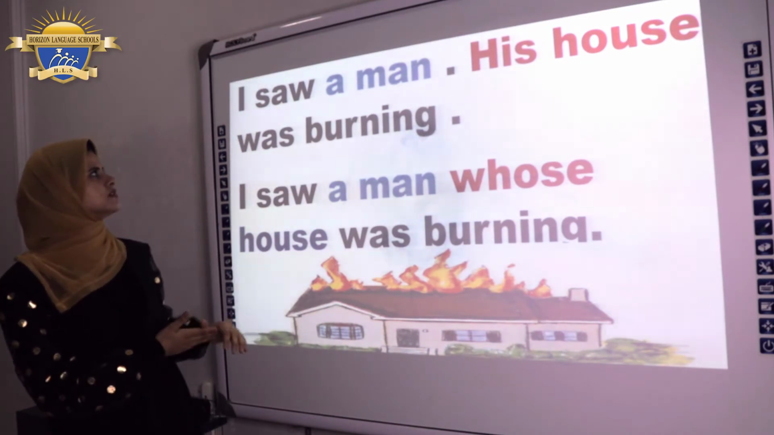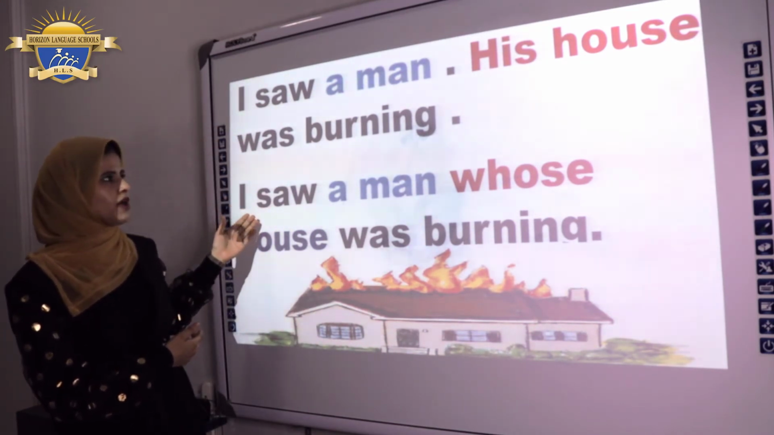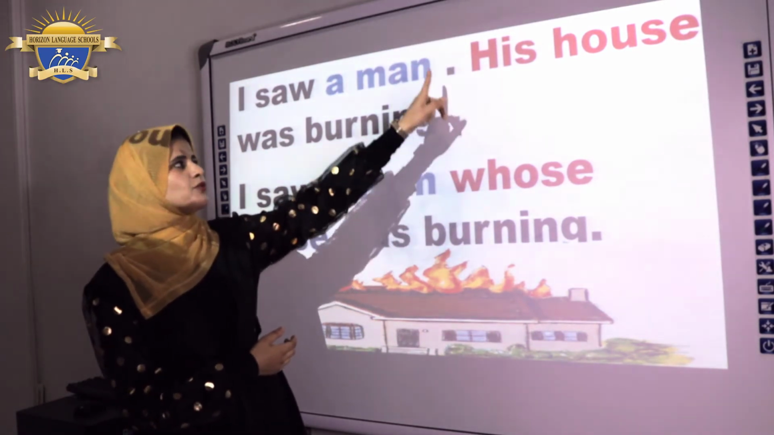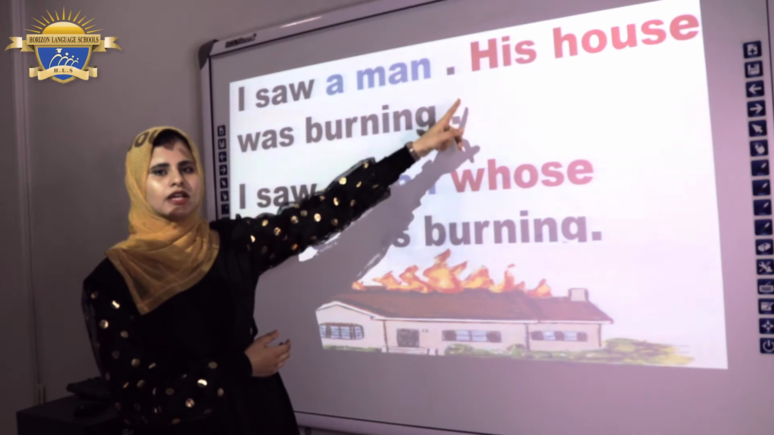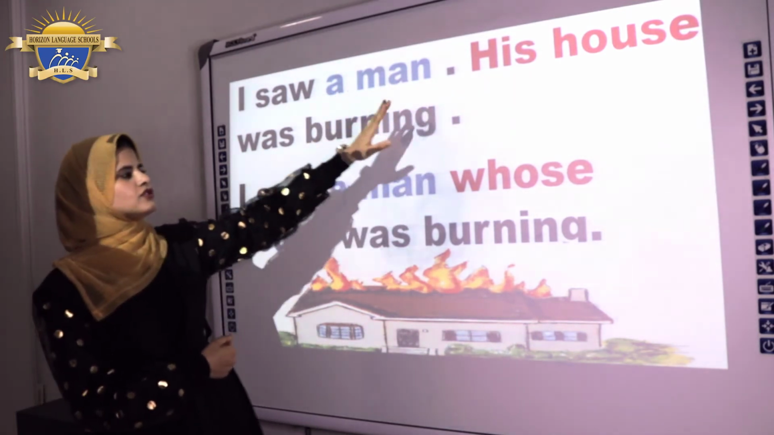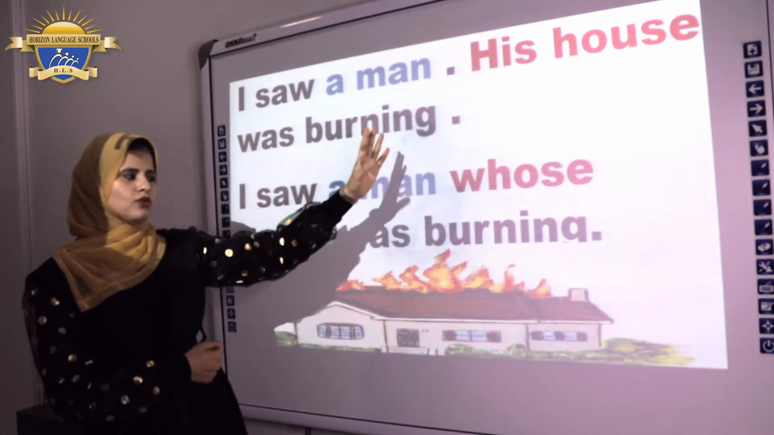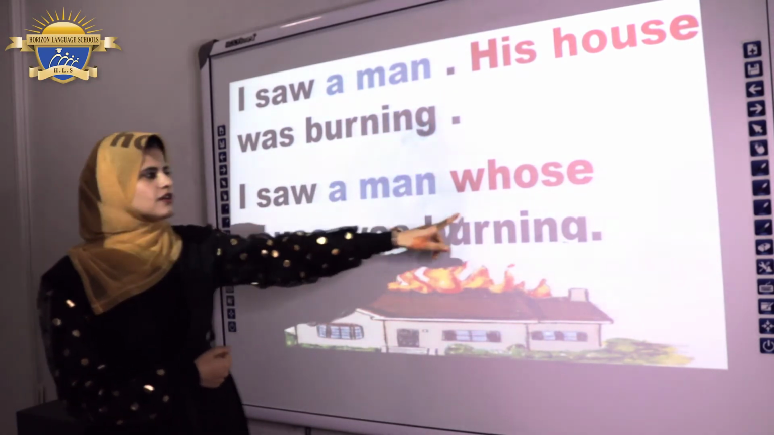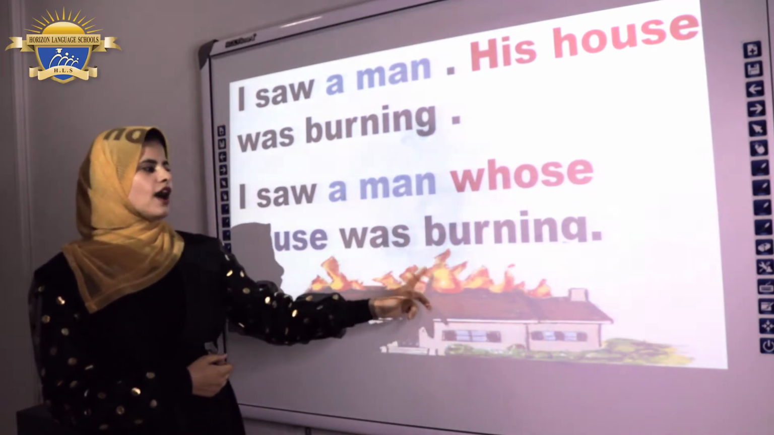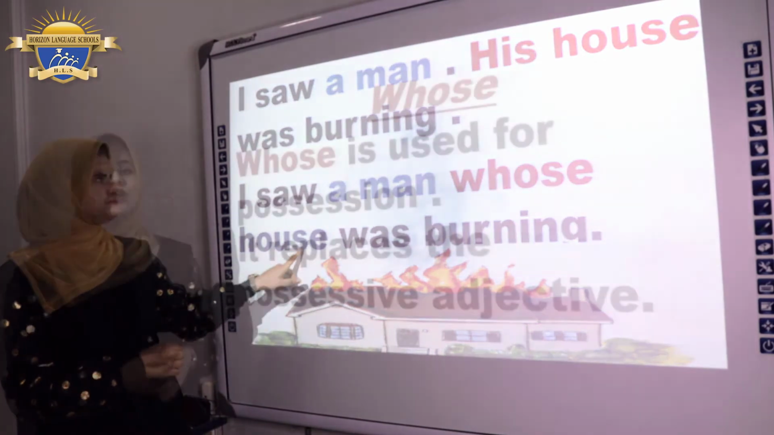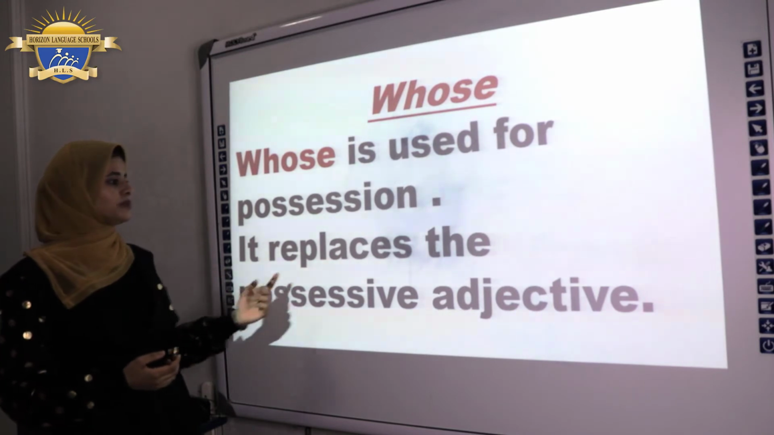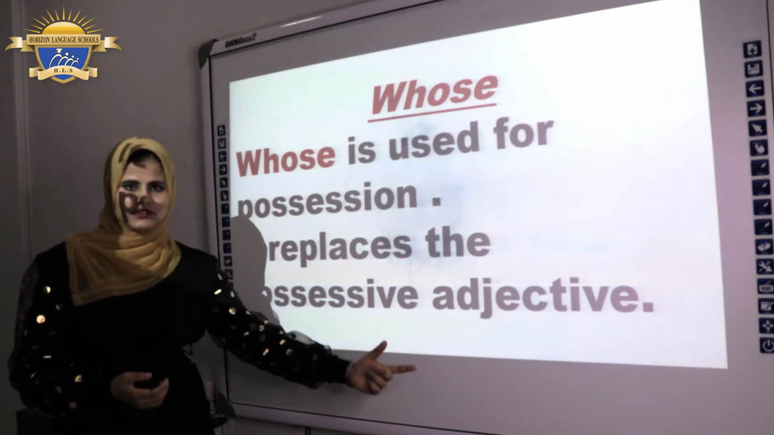What have we done here? I put the first sentence, I saw a man, deleted the full stop, and deleted his, the possessive pronoun his. Why? Because it refers to the possessive of the man. Okay, and instead of that, we put whose. And the second sentence, house was burning. Okay? We can conclude that whose is used for possession and it replaces the possessive adjective.